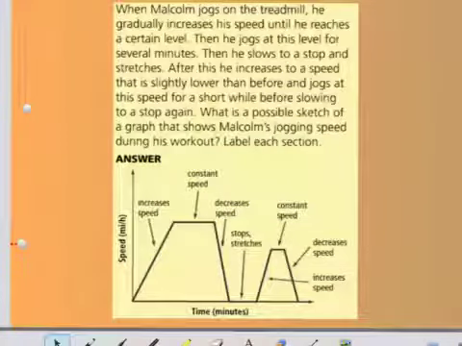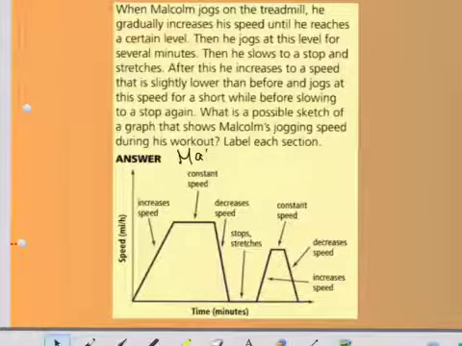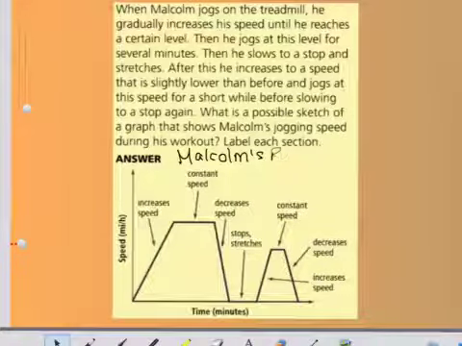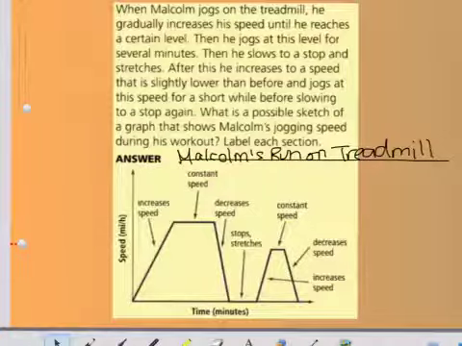So here we can see what our graph should look like. The only thing that we should add in here is a title because we need to have a title. So we can add in Malcolm's run on the treadmill. So every word problem that you graph should have a title.